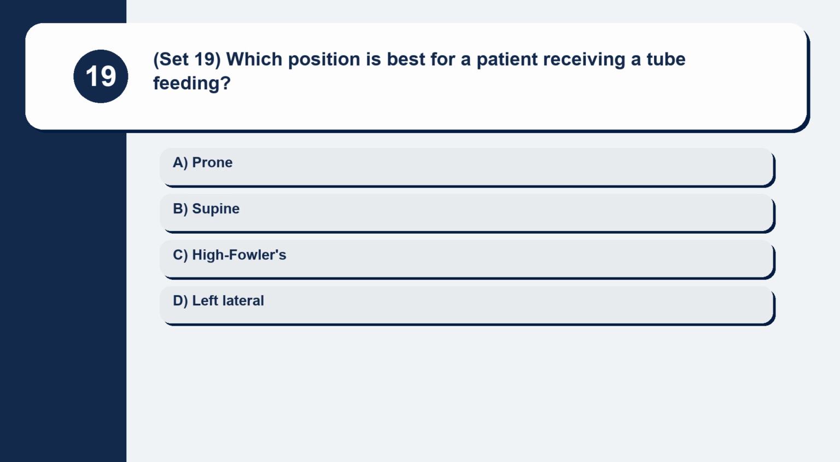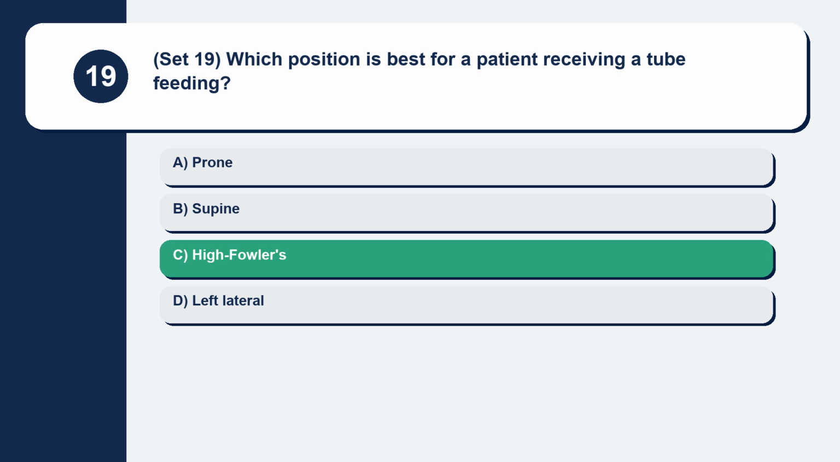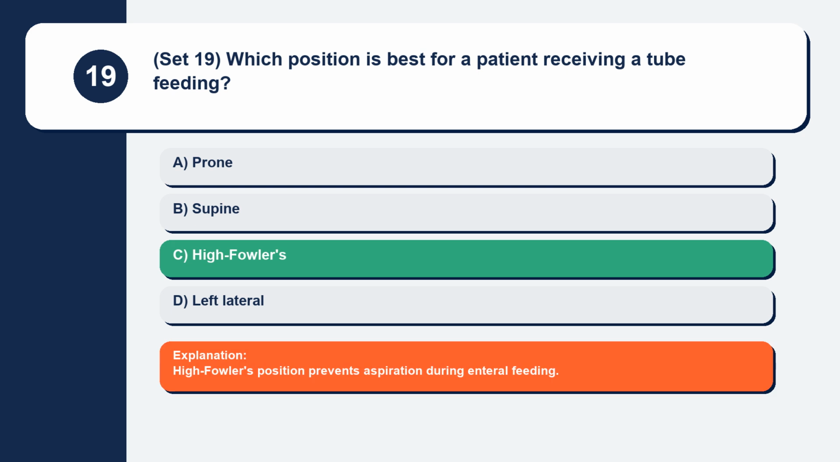Question 19. Set 19. Which position is best for a patient receiving a tube feeding? Prone, supine, high Fowler's, left lateral. High Fowler's position prevents aspiration during enteral feeding.